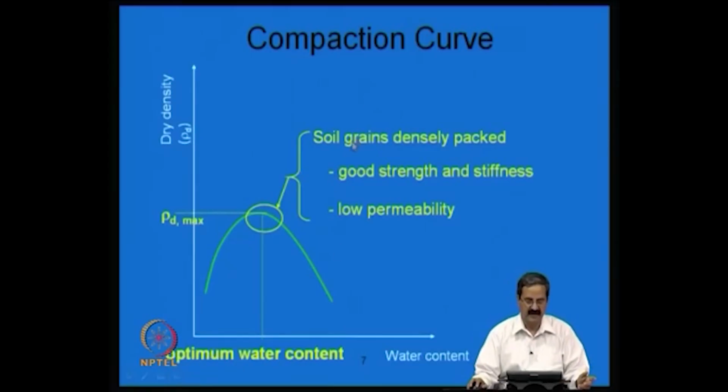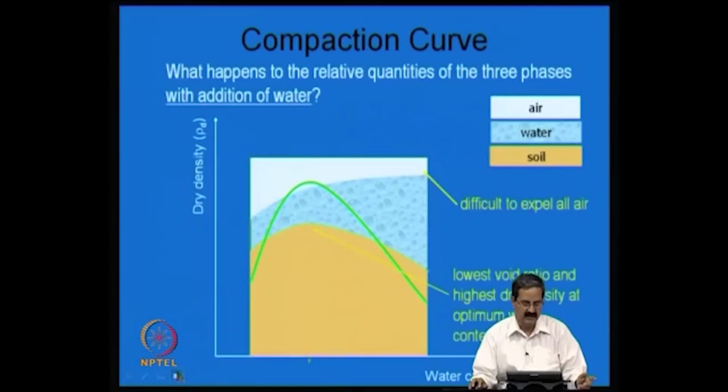That is what I was just mentioning. The advantage of the compaction would be to obtain this condition wherein the soils are densely packed, and it leads to good strength and stiffness, and also low permeability. Of course, the compressibility is also quite less. You can see that the curve, the way it takes off, particularly in the case of clays, is very curved, which means that it is very sensitive to water content changes.